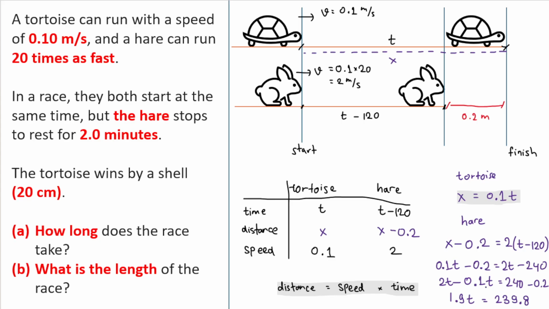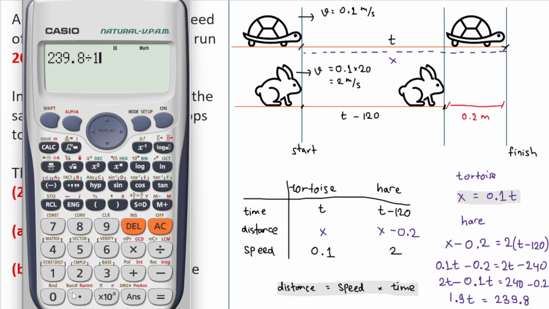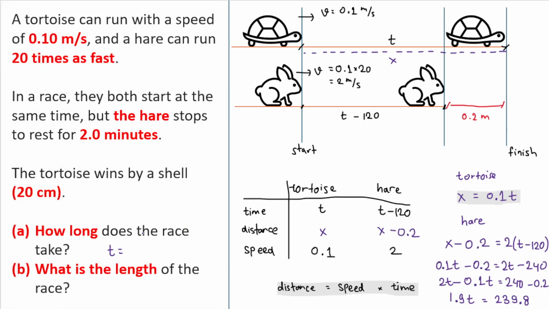And we can just solve for this. That is how long the race takes. So t is equal to, let's use a calculator for that, 239.8 divided by 1.9. So we will have 126.21, and the unit will be in seconds.